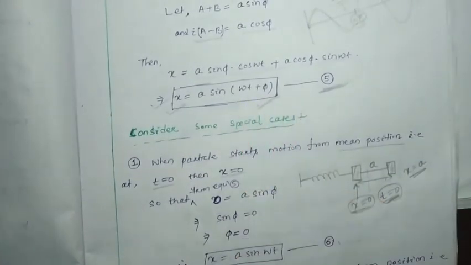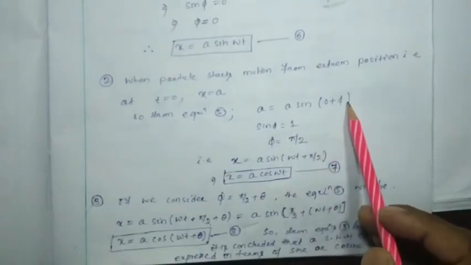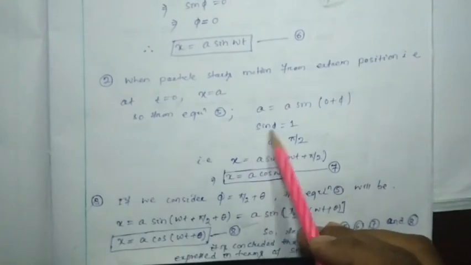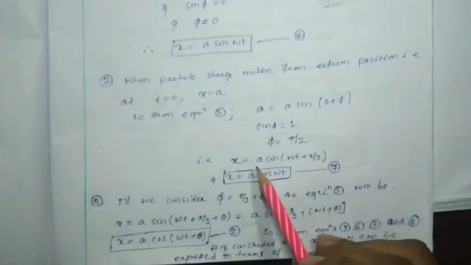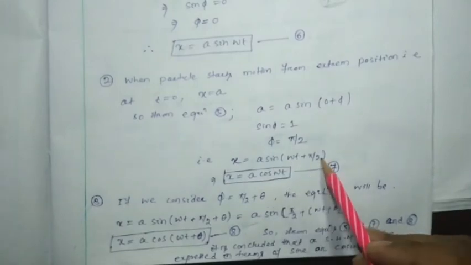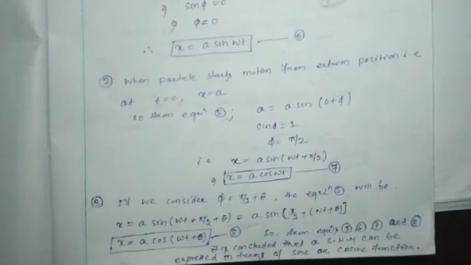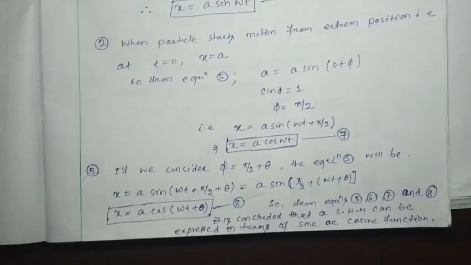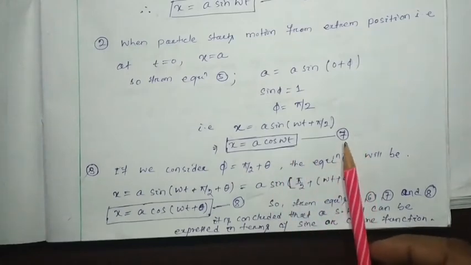Now we put these two values in this equation. What are we going to get? a equal to a sin 0 plus phi, so sin phi will be equal to 1, phi equal to pi by 2. So x can be written as a sin omega t plus pi by 2, or x equal to a cos omega t. Let it be equation number 7.